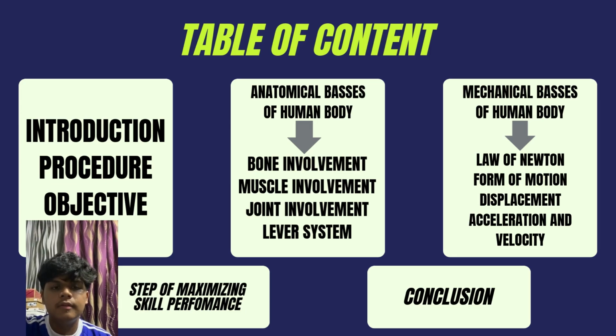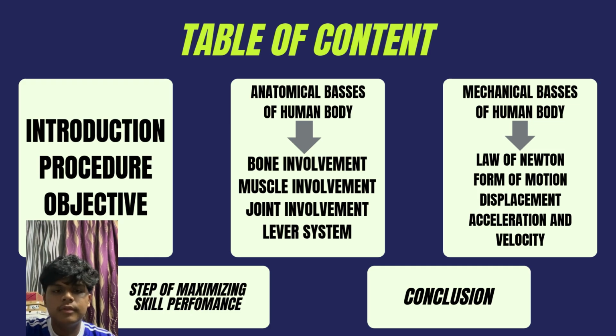Table of content. First we go through introduction, procedure and objective. Second, anatomical basis of human body, which is bone involvement, muscle involvement, joint involvement, and lever system. Number 3, we go through mechanical basis of human body, which is law of Newton, form of motion, displacement, acceleration, and velocity. Number 4 is step of maximizing skill and performance. And lastly, we go through conclusion.